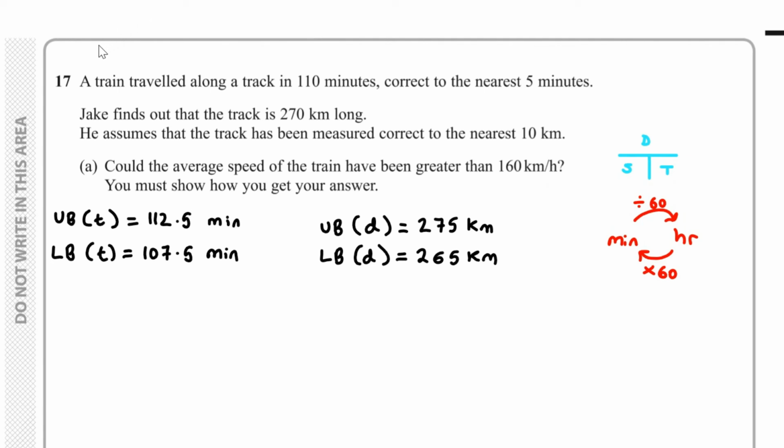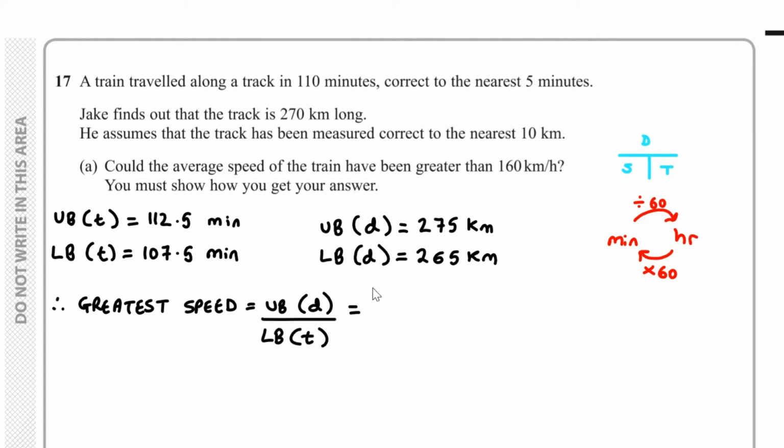So when we consider the average speed, well, here, let's consider the greatest speed at which we're traveling. And the reason I'm considering the greatest speed is because here we're thinking about whether the speed of the train could have been greater than 160 kilometers per hour. So the greatest speed, well, if I consider bounds, I've got the upper bound of the distance divided by the lower bound of time.